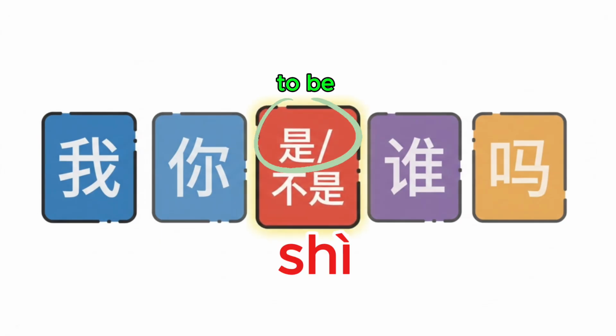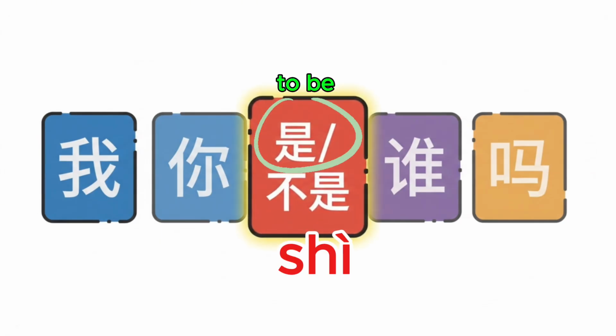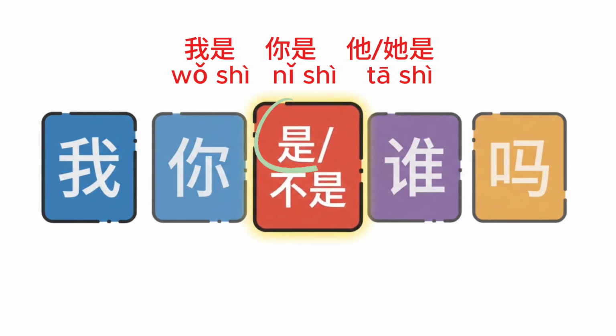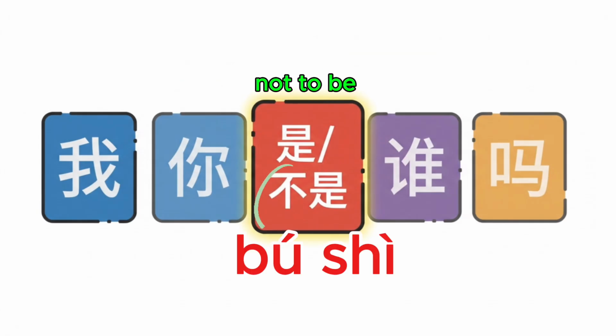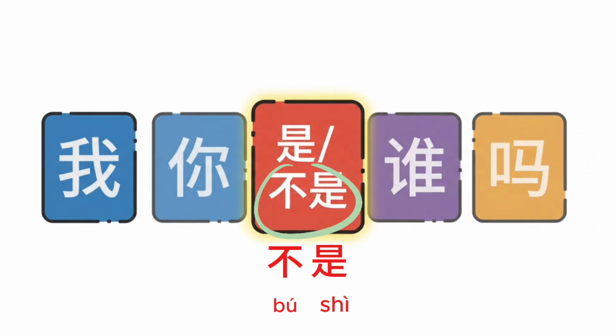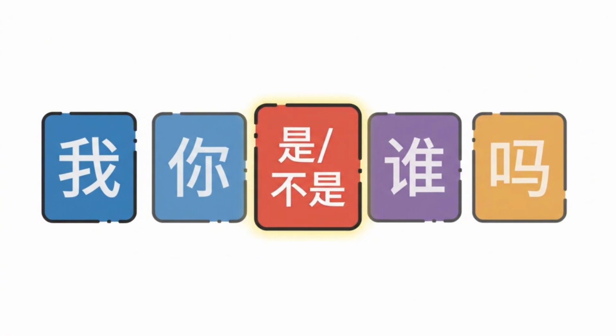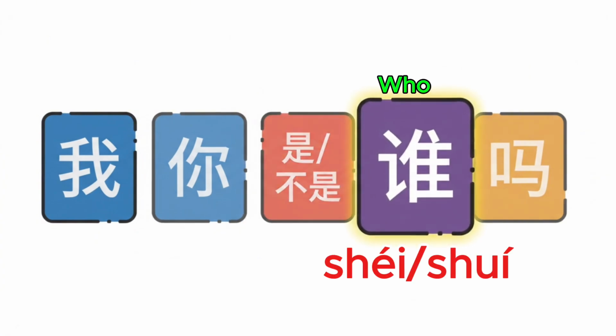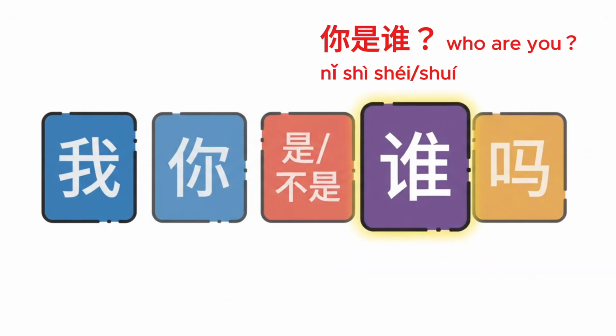是, to be. It never changes. No matter who the subject is, 我是, 你是, 他是, all the same word. 不是, the negative form. Just put 不 in front of 是 and you're saying is not. 谁, who. Use it when you want to ask about someone's identity.